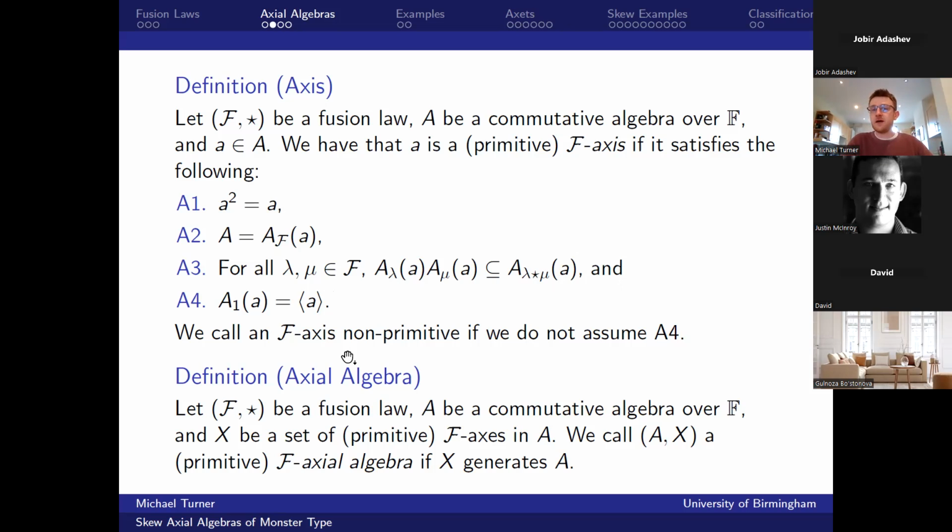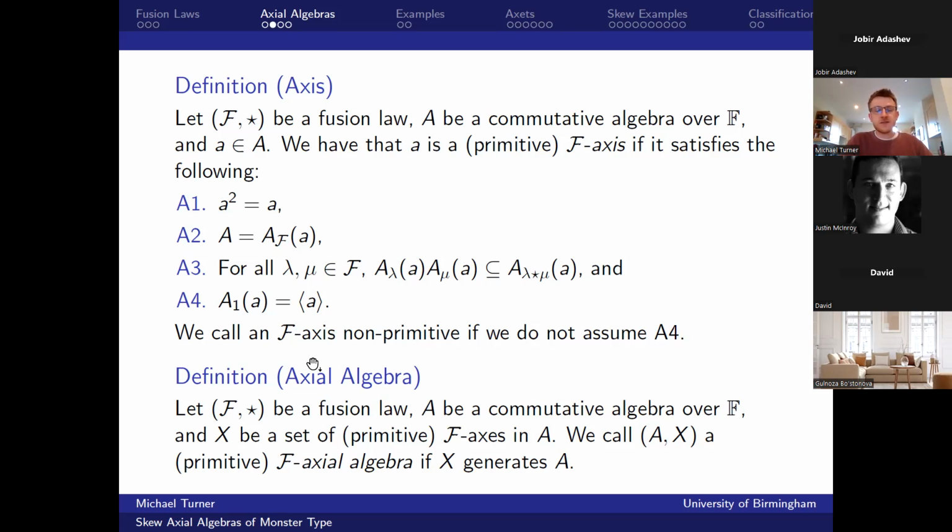So yeah, if we don't assume the fourth condition, this is a non-primitive axis. However, I'm going to assume all axes are primitive. So from now on, when I say axis, I mean a primitive axis. If it is not primitive, then I will specifically say it's non-primitive.